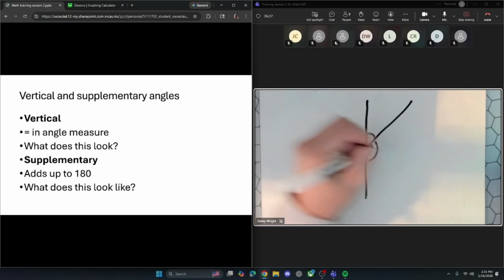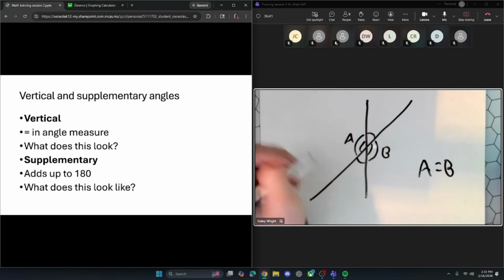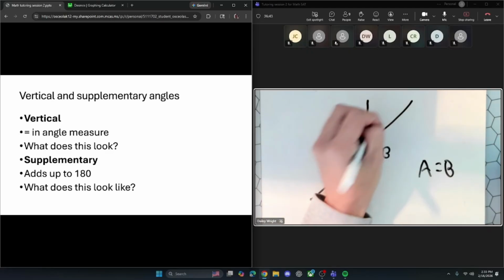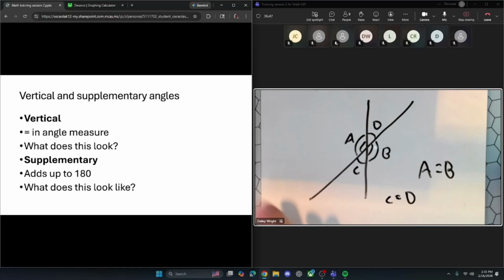They will be equal. These two are also across from each other, and they are vertical angles, and they will be equal. So let's call these A and B. A would equal B, and let's call these C and D. C would equal D. And then supplementary angles. These are angles that add up to 180 degrees. And what does this look like? So you can use the same picture for supplementary angles.